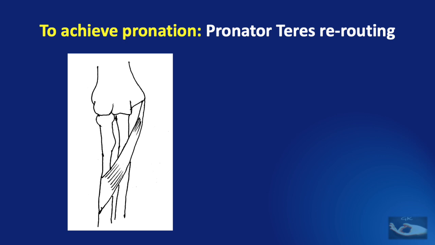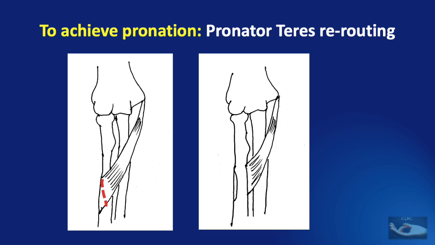For pronator teres rerouting, the pronator teres is elevated from its insertion with a periosteal extension and rerouted dorsally along the ulnar border of the radius to reach on the radial aspect of the lower end of the radius. It is inserted over the anterior aspect of the radius at the level of its original insertion site. The pronator teres now works as a supinator instead of a pronator.